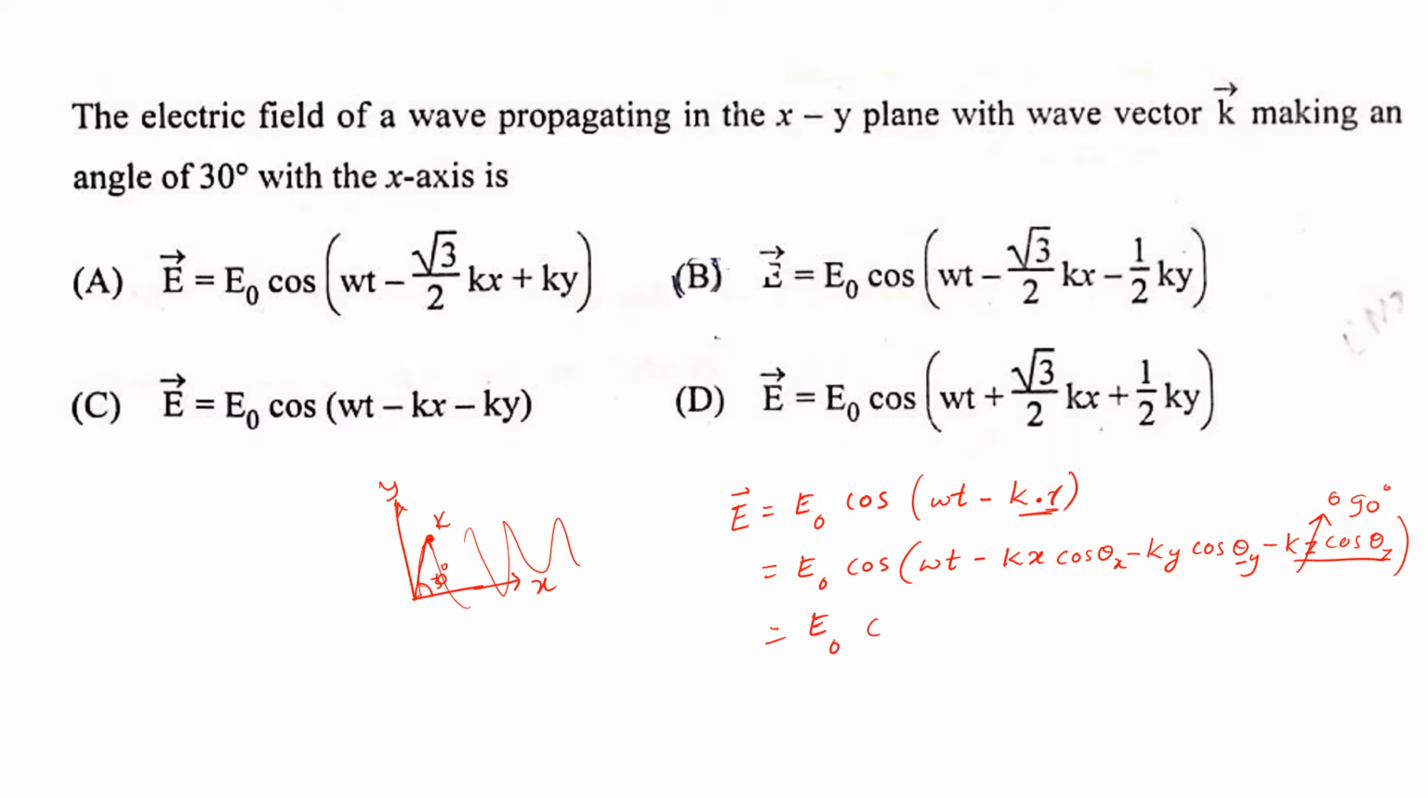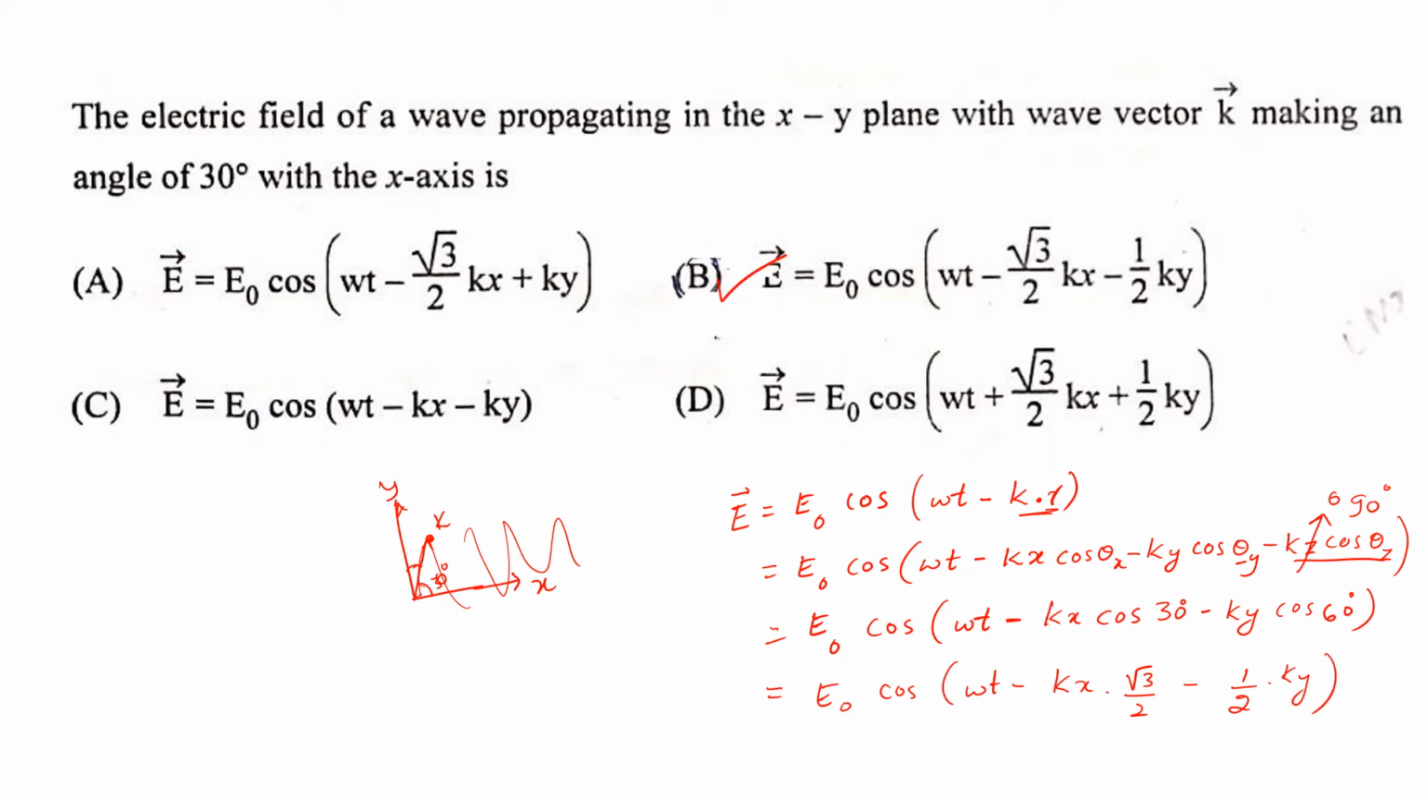Then E naught cos omega t minus kx, this angle is 30 degree. If it is 30, then angle made by k with y is 60 degree. Then substituting the values, cos 30 is root 3 by 2, cos 60 is 1 by 2 into ky. Therefore, option B is correct.